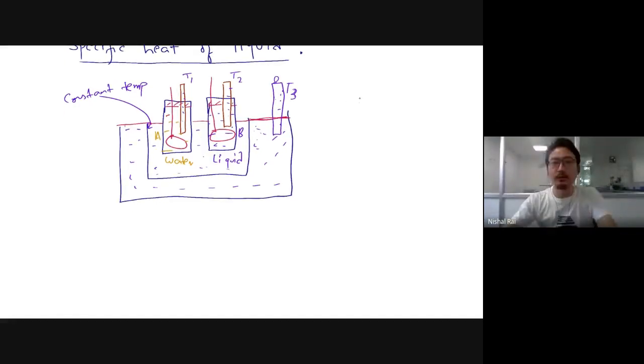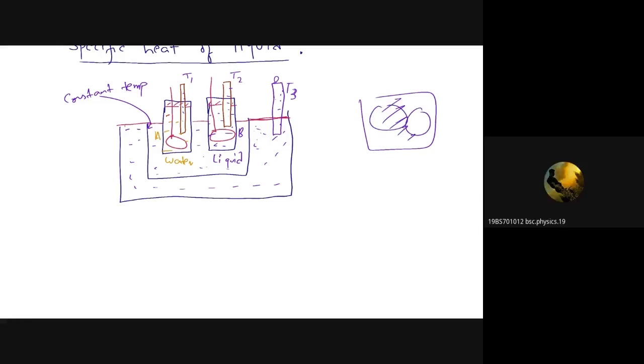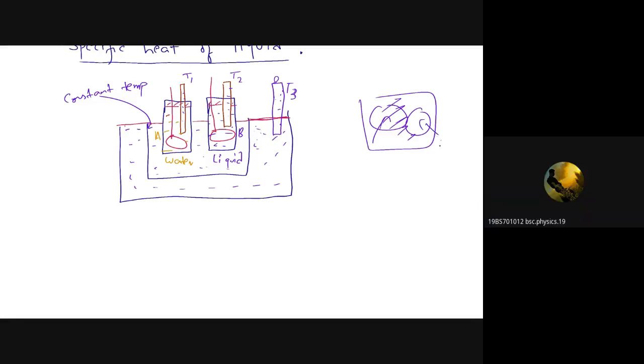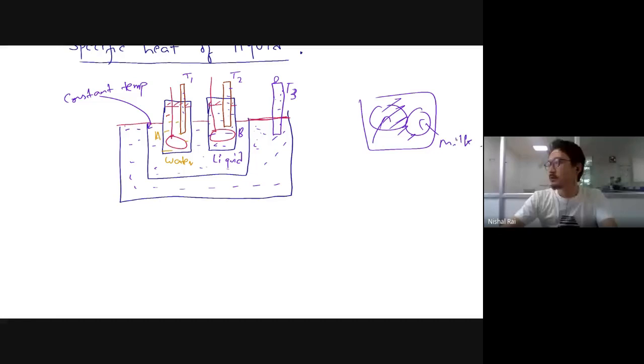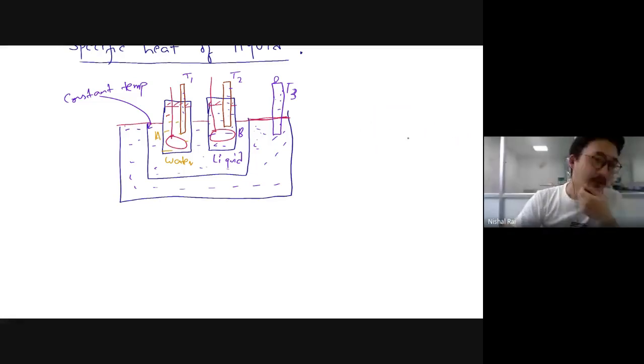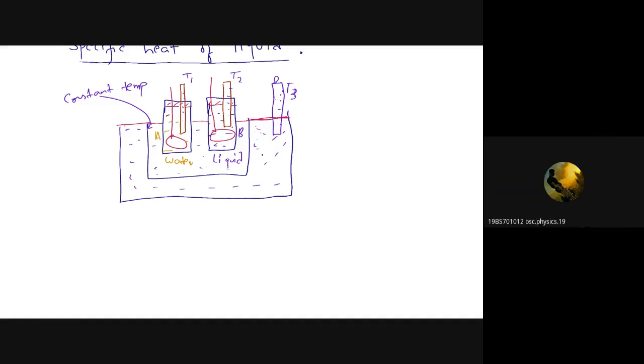Just like in a bowl you have water, there you put two liquids to cool. One is water, let's say, and another is milk. Okay, is the diagram clear?